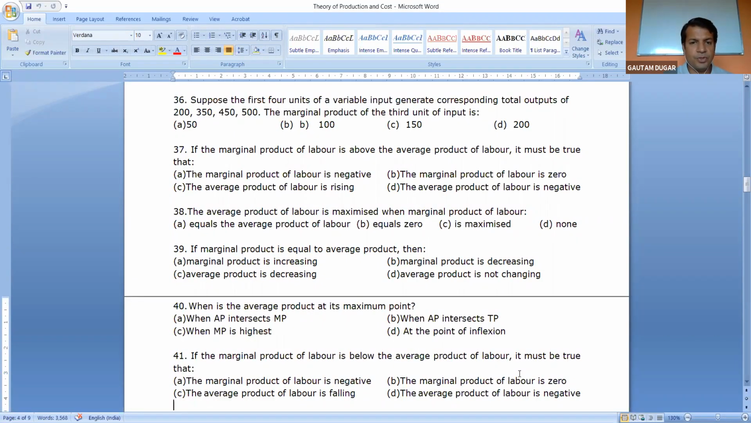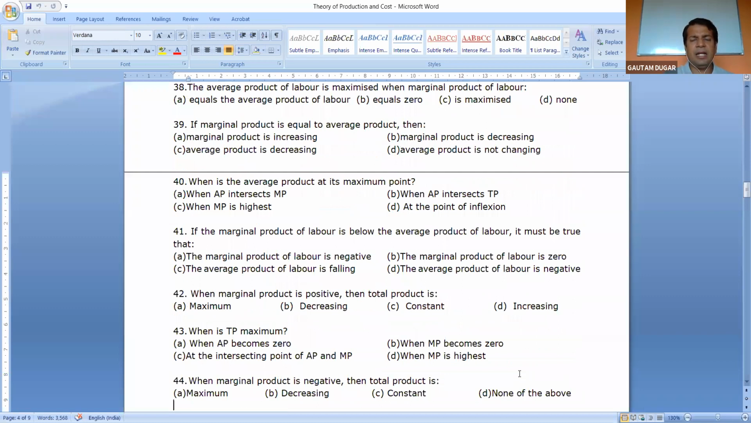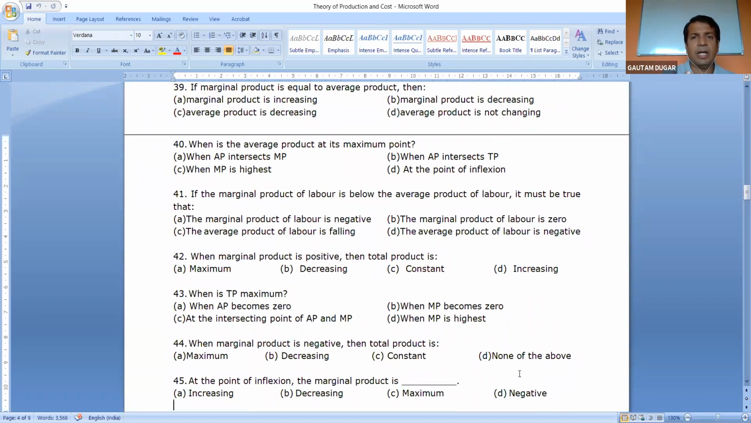Coming to question 40. I'm trying to give you similar questions put in different manners so that you feel more confident in answering. Because multiple choice question exams are more dangerous in this sense: one question can be put in many ways before you. Just see number 40. When is AP at its maximum point? The obvious answer is A, when AP intersects MP. That is the correct answer.